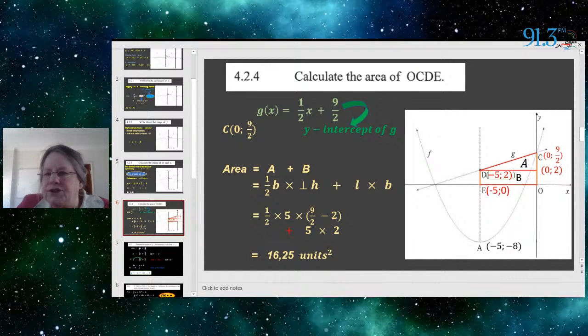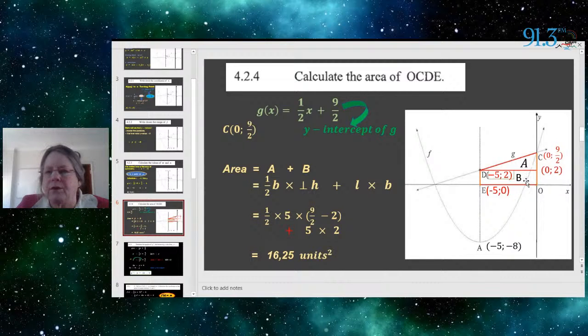This value here is 2 because it's D, and this is a horizontal line, so the Y value would be 2 here as well. That is 0. So let's see, what are we going to do? So if we sub the points, and we're busy with the triangle at the moment, we would do a half. The base would be 5 units, and the perpendicular height would be 9/2 minus 2. In other words, that height over there.